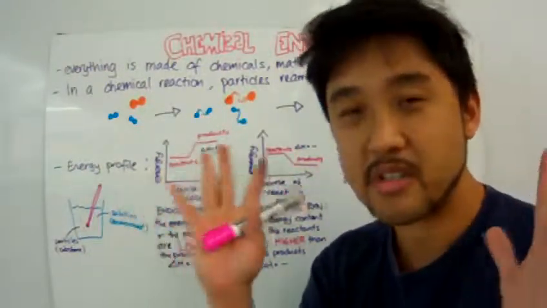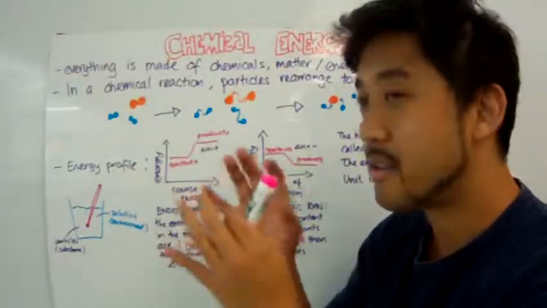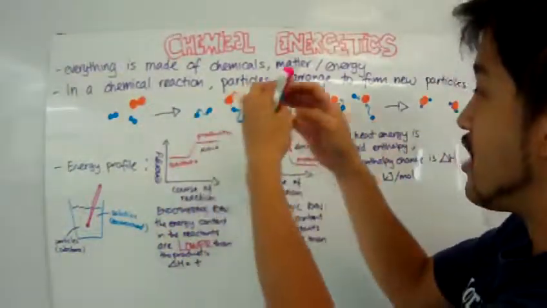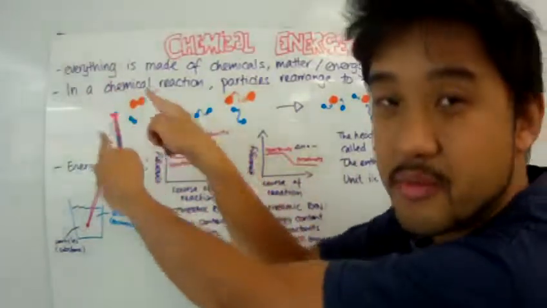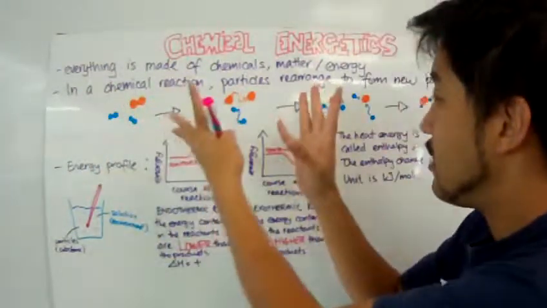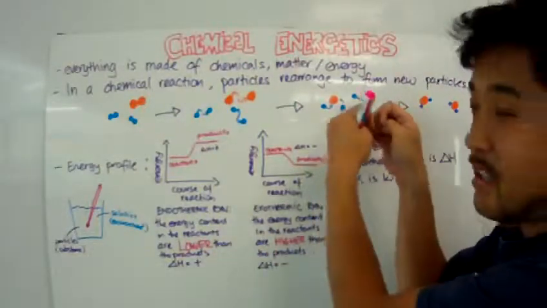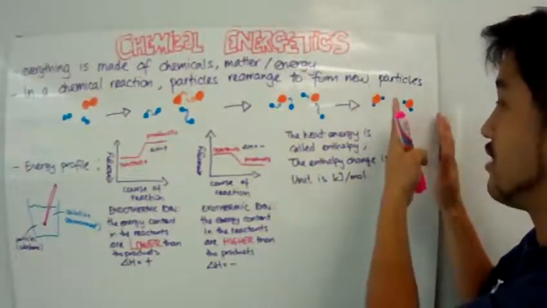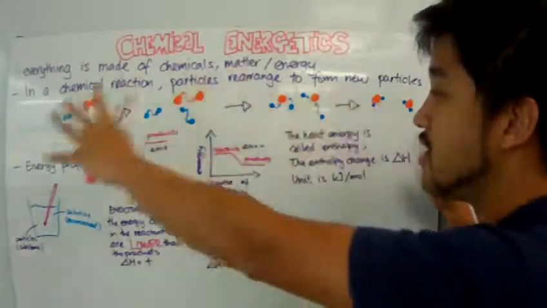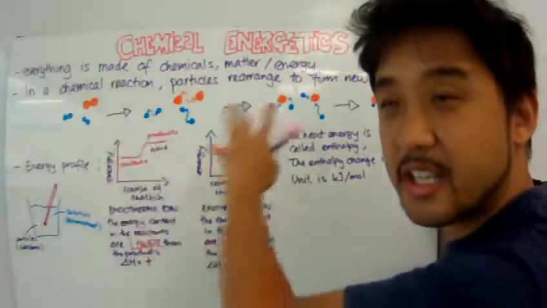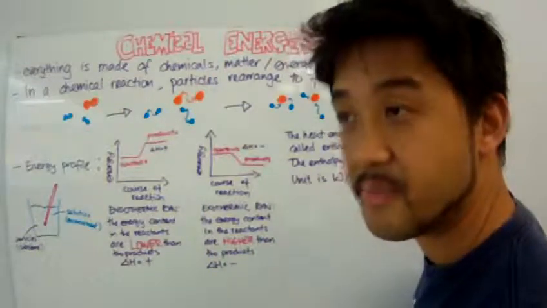Now, in a chemical reaction, particles are rearranged to form new particles. Like here we have 3 particles, they break up, they collide, and they form new particles. Alright? And in this particle, this here is what we call a chemical change.